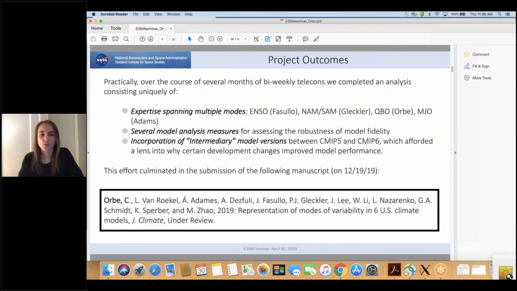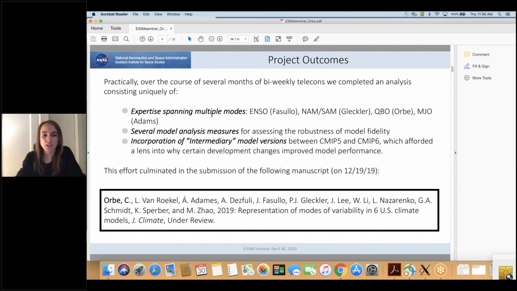Practically, over the course of several months last summer and fall, we met every 2 weeks, and I guess the unique components of this group were threefold. The first being that we had a range of people who have expertise in these different modes. Namely, John at NCAR led the analysis of ENSO. Peter coordinated and led much of the analysis of the extratropical modes. I focused on the quasi-biennial oscillation, and Angel led the analysis of the MJO.